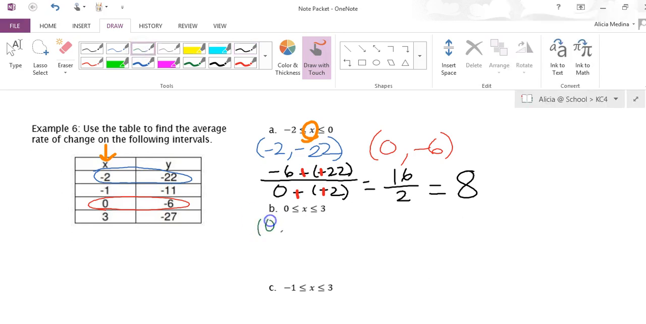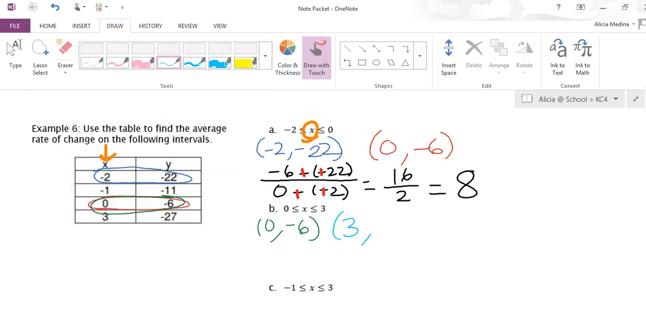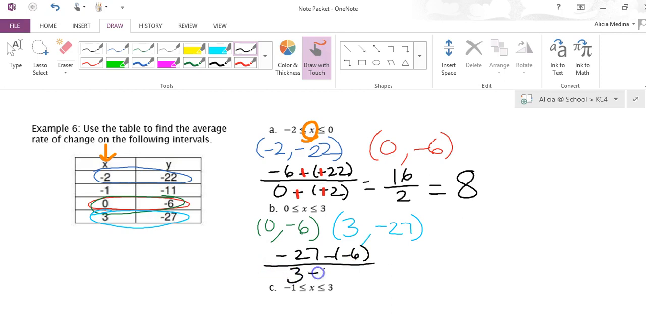So x equals 0, we already talked about that point, right? The y value is -6. Looking at when x is 3, my y value is -27. So subtracting means -27 minus a -6 all over 3 minus 0. Top becomes plus a positive, so -27 plus 6 is a -21. Right, because this changes to plus a positive, double negative there. And 3 minus 0 is 3. -18 over 3 is -6.